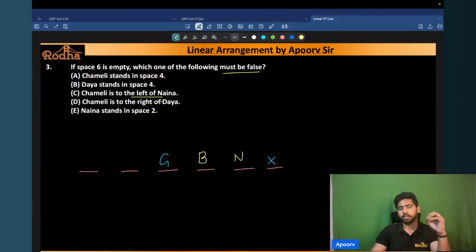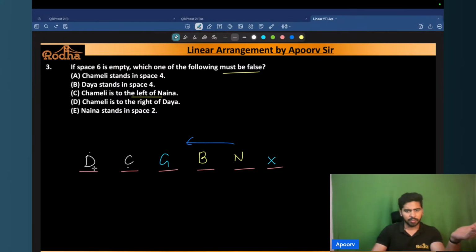Now listen carefully. It does not say to the immediate left of Nana. It says to the left of Nana. So Chameli could be anywhere towards the left-hand side. So if I put Chameli here in the second place and Nana in the first place, it is a possible arrangement. Why? Because Chameli cannot come in the first place, so Chameli can be in the second place.